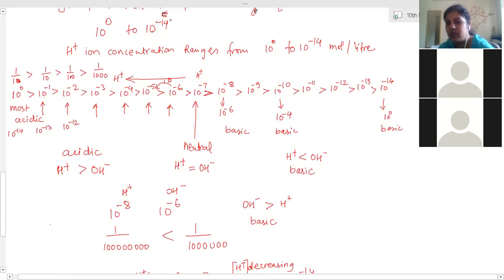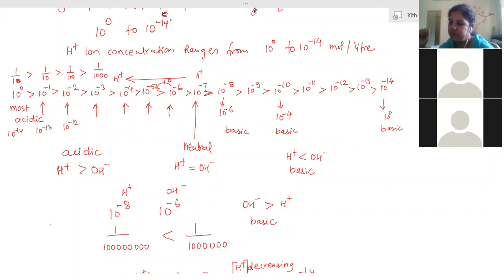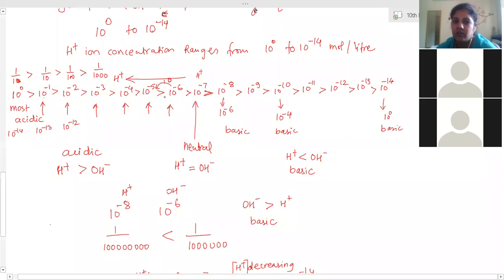Now come to the right hand side, from 10 to power minus 8 to 10 to power minus 14. Here H plus ion concentration is less, but what about OH minus ions? Knowing the H plus ion concentration, we know that these are basic substances. Now among bases, we have to divide them again into strong base, weak base and mild bases.